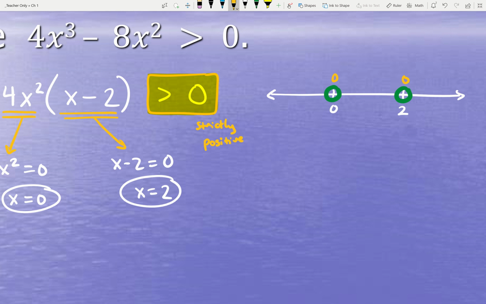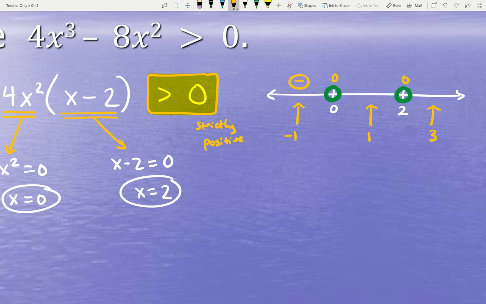So pick a candidate from each region. And here we can't pick 0 because 0 actually turned out to be one of our critical numbers. So pick something else. So maybe -1, maybe 1 there, and 3 there. Okay? So if you were to plug these in, I'll just go ahead and give away the punchlines on these pretty straight away. When you plug in -1, you're going to get a -12 as the output. So that means that this region is going to be negative.